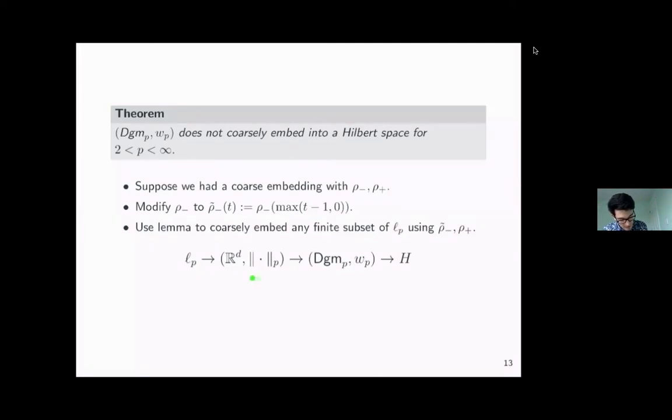Once you've approximated it sufficiently well, you can then apply the isometric embedding from the lemma and then finally hit it with the coarse embedding that you assume you have. What this will give you is that for any finite subset of LP, you've now coarsely embedded it into the Hilbert space using rho minus tilde, excuse me, and rho plus. And so then that would contradict the fact that LP doesn't coarsely embed.